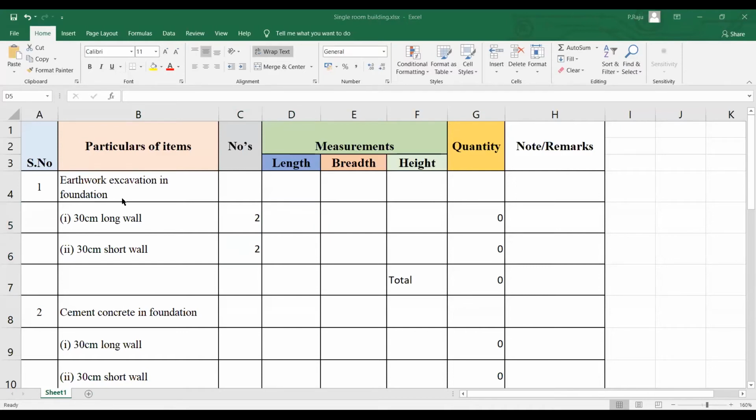So for earthwork excavation and foundation, there are 2 things. 30 centimeter long wall and another one is 30 centimeter short wall. For 30 centimeter long wall and 30 centimeter short wall, there are 2 long walls and 2 short walls in your building. Based on that, we have calculated the length, which I will show here, and what is the breadth and height of earthwork excavation? How we are going to get the breadth and height of earthwork excavation?